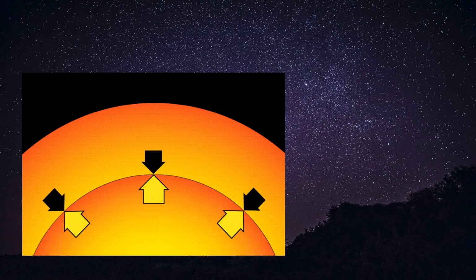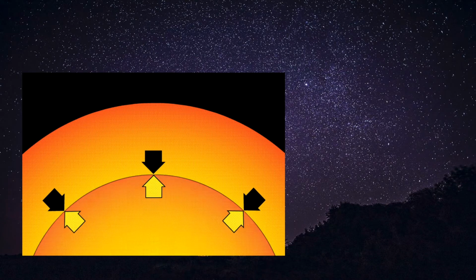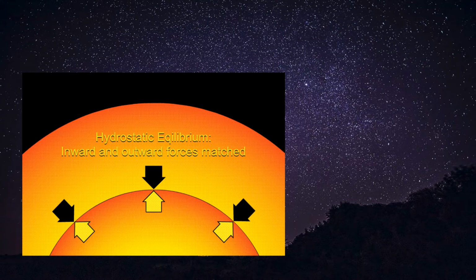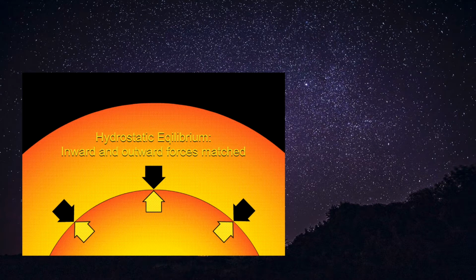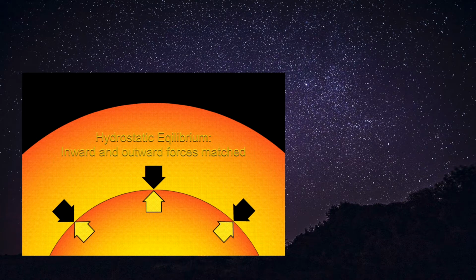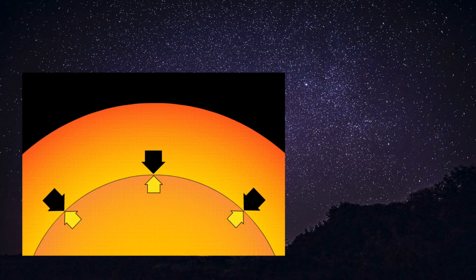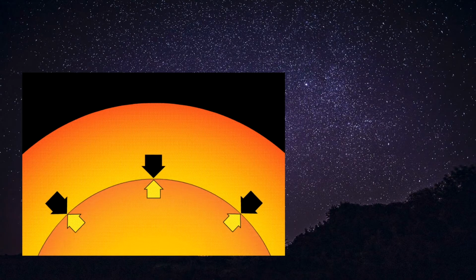As the inward force due to gravity is balanced by the outward force due to the radiation pressure of photons with the gas pressure of the fast-moving particles. In this condition, the star lies on the main sequence, where it stays until fusion of hydrogen in the core can no longer sustain this equilibrium.